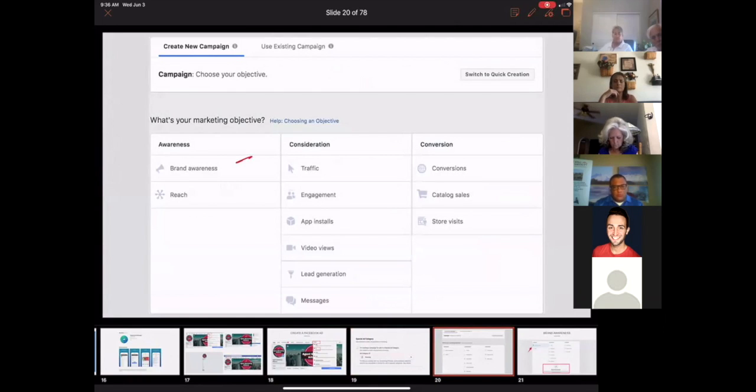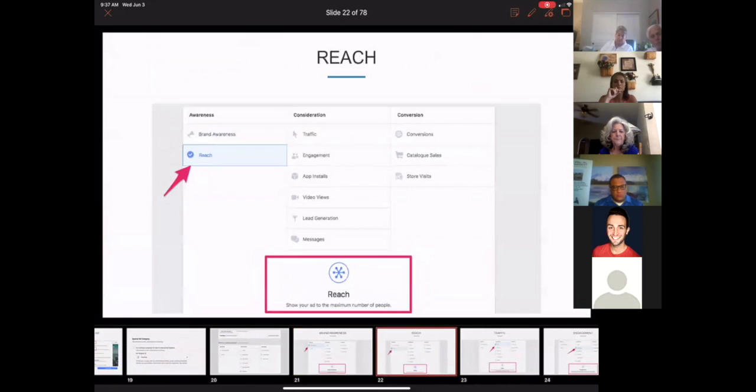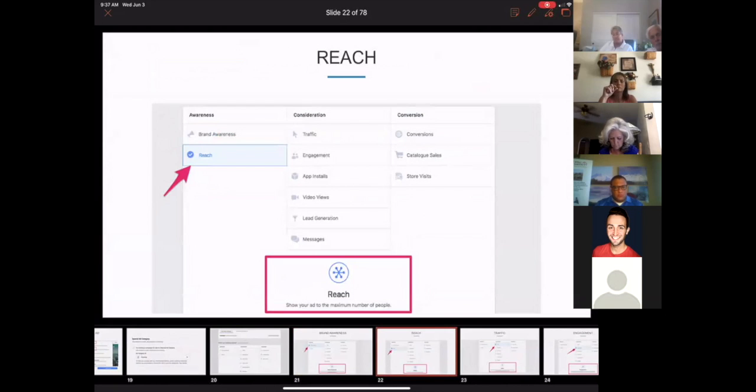So brand awareness or reach. I probably would start out with brand awareness instead of reach, so that way we start getting people engaged. So reach, like I was saying, there's just those two different options. For what we're talking about, brand awareness could make more sense.